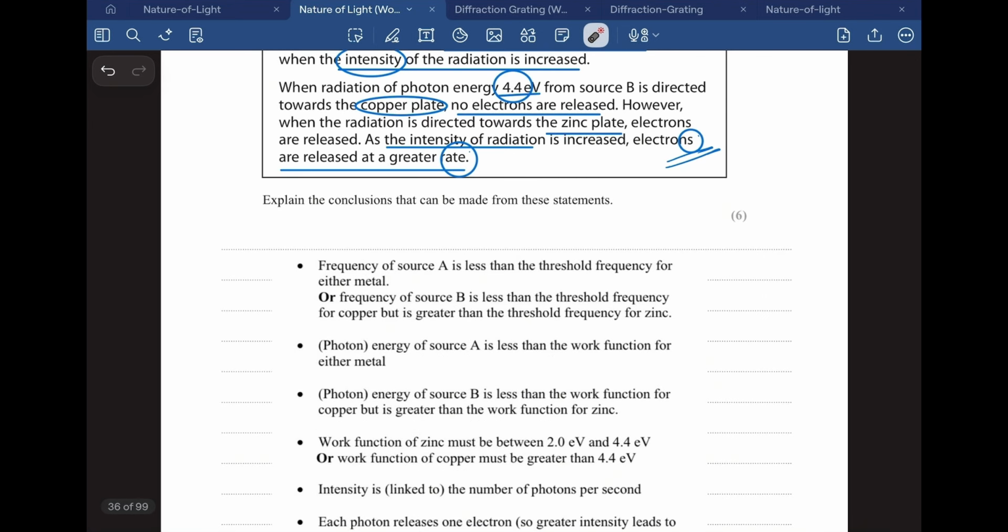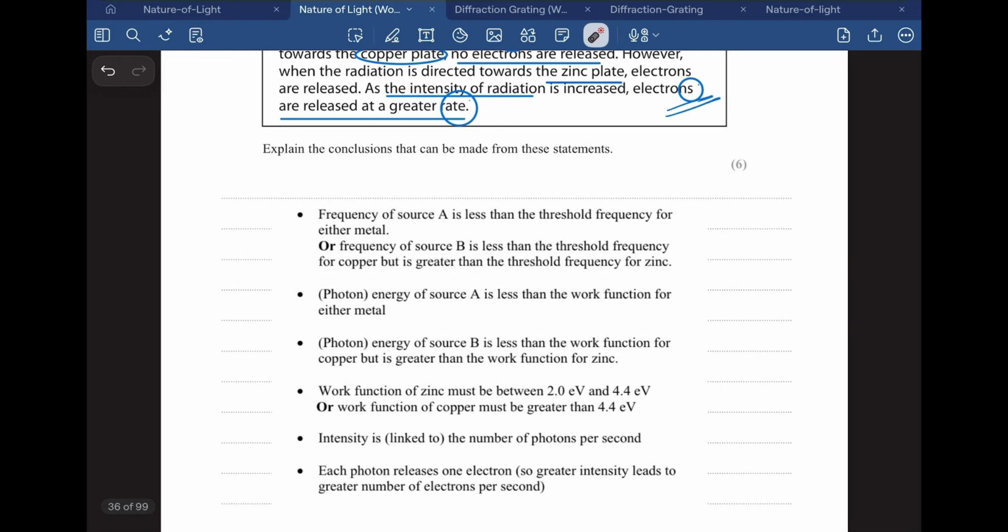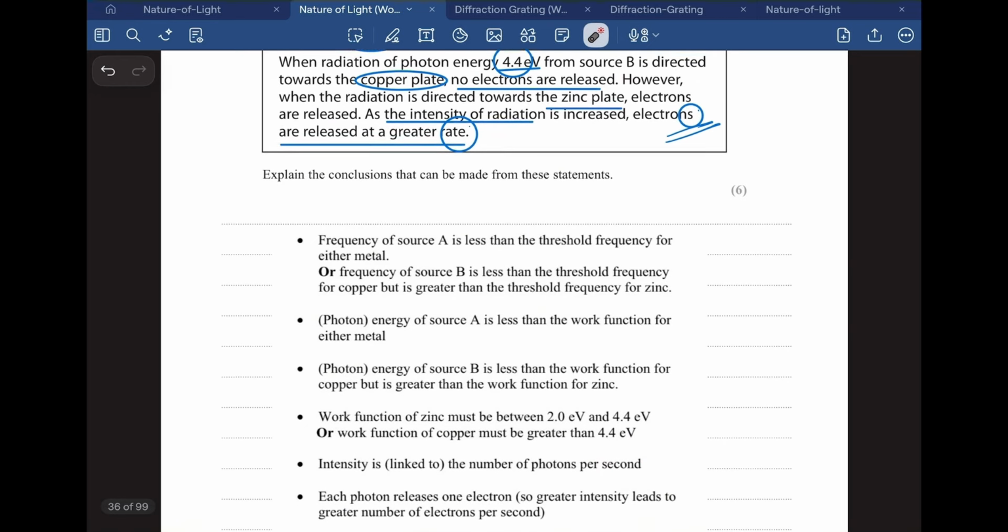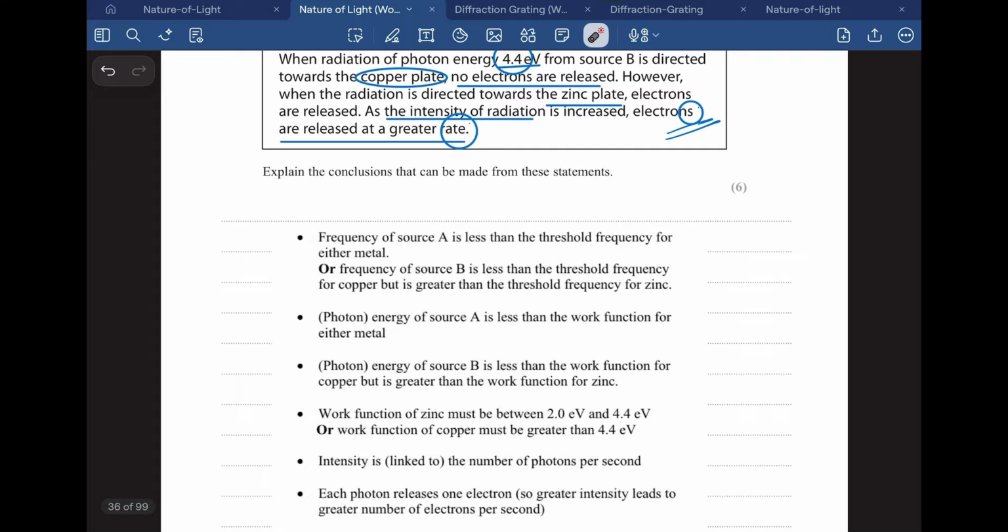Now the next part says the intensity of radiation has increased. What does the intensity of radiation mean? The intensity of radiation means the number of photons incident per second. As you increase the intensity of radiation, you are increasing the number of photons that are incident per second. And if more photons are incident per second, we know one photon can release one electron, so more electrons will be released per second. So electrons are released at a greater rate.